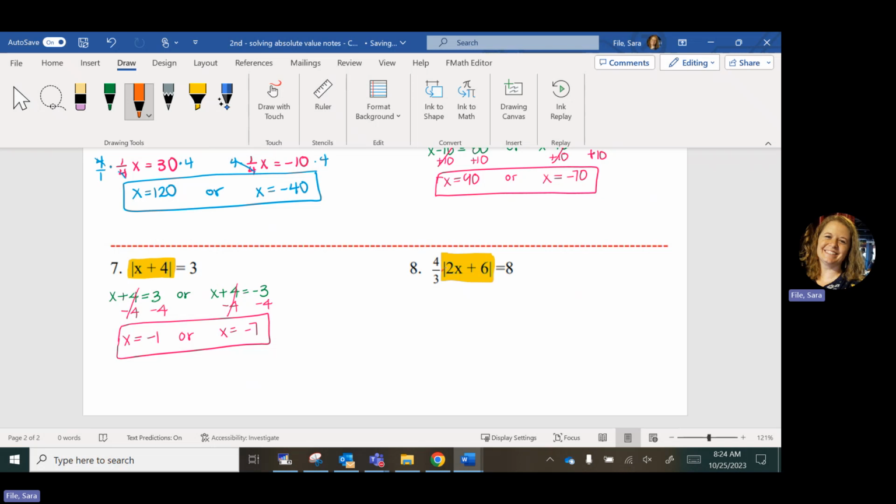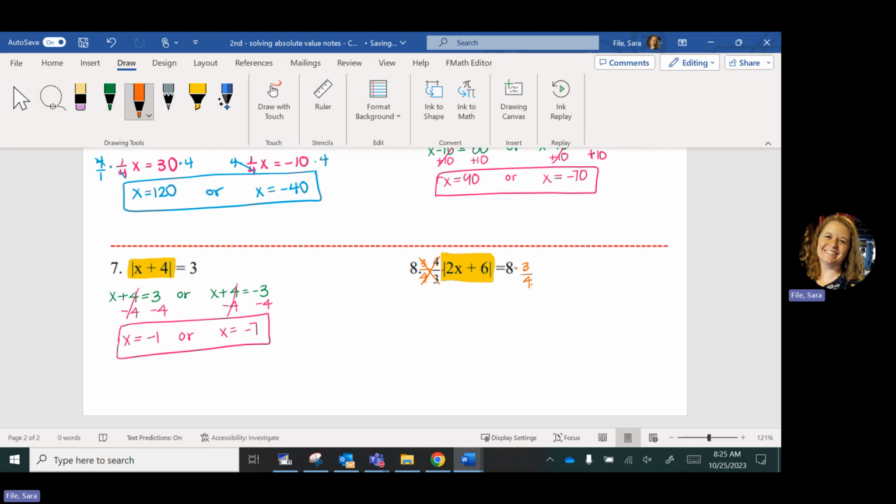So I could divide by 4/3, or just like I did up here with 1/4 when I had to get rid of it, I could multiply by the reciprocal. Reciprocal, again, means flip the fraction. So what is the reciprocal of 4/3? Instead of dividing by a fraction, I think it's easier to multiply by the reciprocal, because you can see then the 4s will reduce and the 3s will reduce, and that's gone. What you do to one side, you have to do to the other. So we have to multiply by 3/4 on the right side as well.